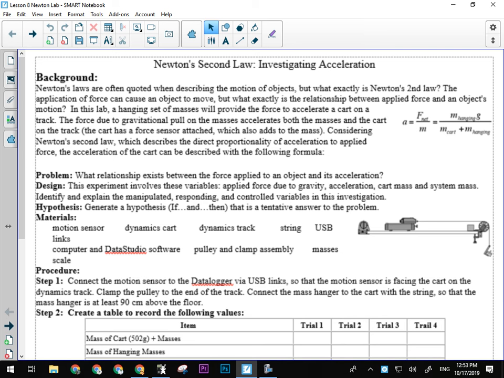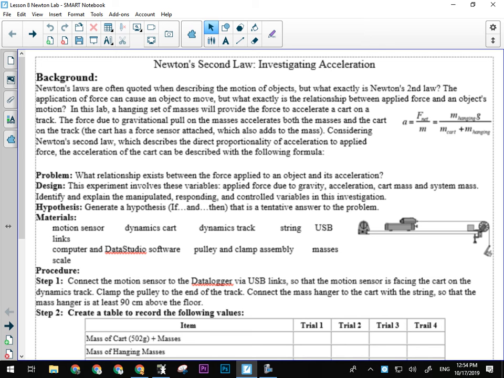By changing that hanging mass, what am I changing for this system? Well, the acceleration will change as a result of me changing the hanging mass. The more mass I put over, the faster the system should accelerate. What am I changing when I change the hanging mass? Force. Exactly. I'm changing the force in this lab.